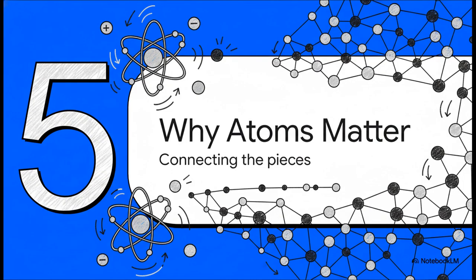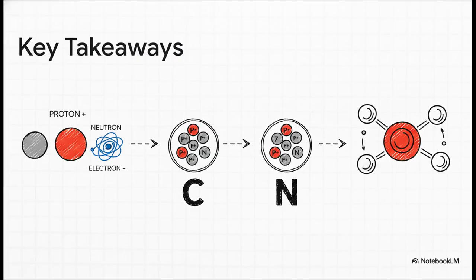So, we've taken the atom apart, we've looked at all the pieces, and we've put it back together. But why does any of this matter? Why is this tiny architecture so important? Let's connect the dots. So here's the bottom line. First, everything in the universe is built from the same 3 particles. Second, an element's entire identity boils down to just its proton count. And most importantly, the specific way those particles are arranged, especially those electrons in their shells, is what dictates absolutely everything about how that element behaves.